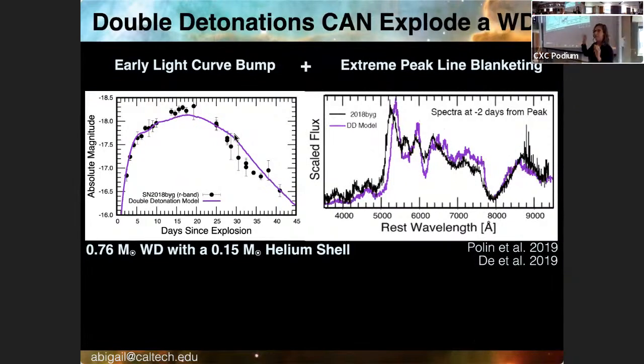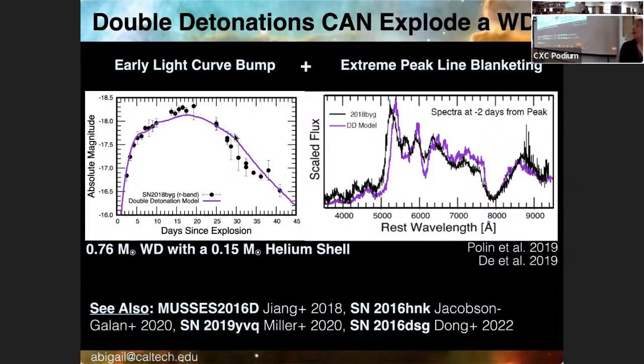So check. This mechanism can explode white dwarfs. This event so far has not been fit with another progenitor model. This is it. The double detonation with a thick helium shell. And to date is, I think, the most direct evidence that there's multiple ways of blowing up a white dwarf. Since then, we have a lot of other cases of this, some more controversial than others. I encourage you to take a look at them.